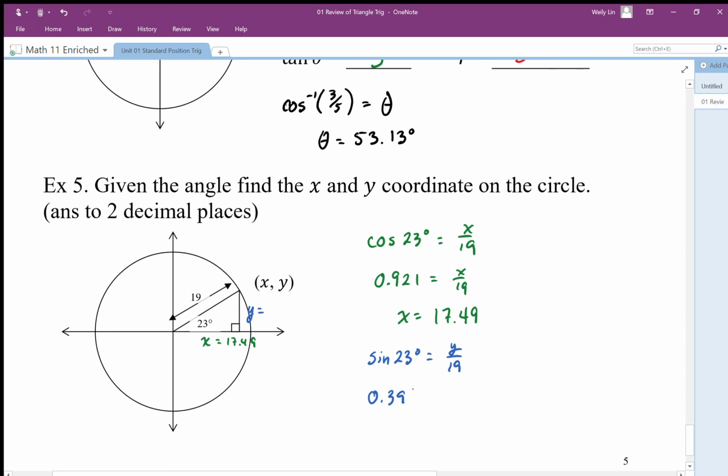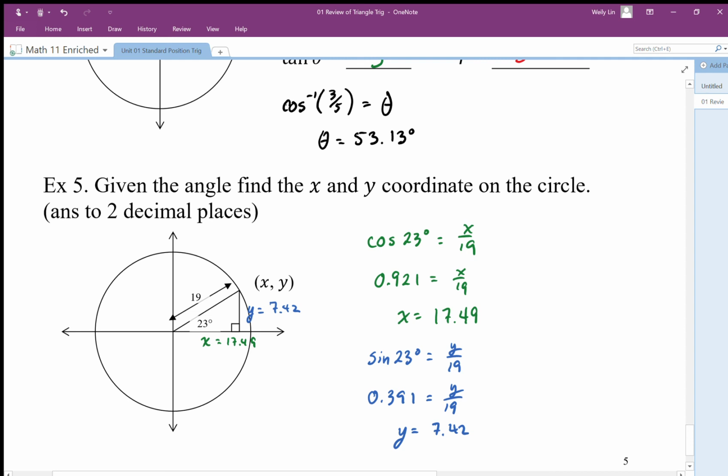0.391 is equal to y over 19. Solving for y, I multiply that by 19, and I end up with 7.42. Okay, so y equals 7.42, and looking at the proportions, that looks about right, what I would expect for 23 degrees.